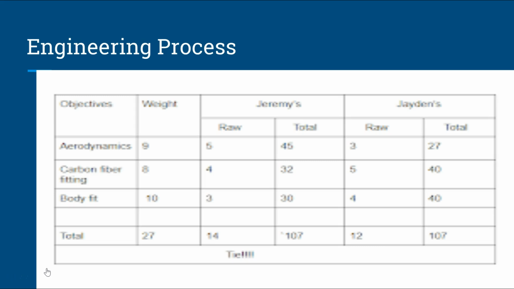So for Jeremy's, his aerodynamics was a 5. His carbon fiber fitting was 4, and his body fit was a 3 because he had some mistakes. Mine was a 3 for aerodynamics, a carbon fiber fitting of 5, and a body fit of 4 because mine fitted, but it was just too small. We ended up tying in the end, but we still ended up using Jeremy's, even though his body fit was wrong. It was still the best idea, so we went with his.